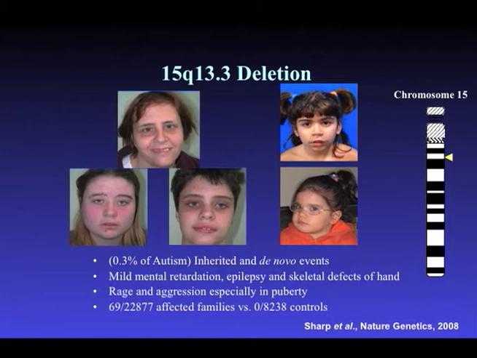Clearly, individuals can be high functioning. They can function in society. This lady had a job. She never finished her high school education, but she would not have been picked up by many different screens. What's interesting among many of the families that we saw segregating this mutation, as well as the de novo case, was that in addition to seizures, there was extreme rage and aggression. So almost like the opposite of the 17q21 deletion syndrome.